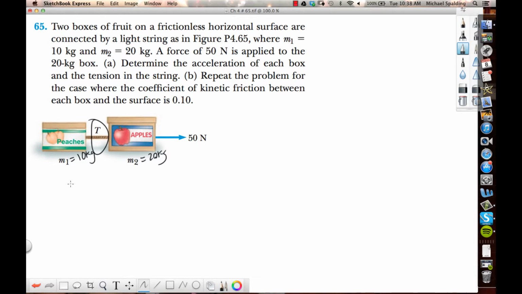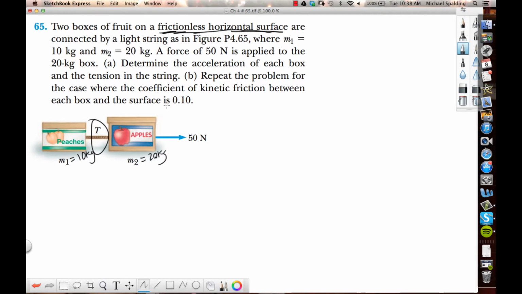Now look, what do we know about the acceleration of each box? The same or different? The same, because they're connected by a string, right? Now, they say up here that it's a frictionless horizontal surface. So that makes things real nice. But notice part B says repeat the problem where there is friction. So A is going to be lickety-split. It's much easier if there's no friction. So let's do part A. What's the acceleration and what's the tension?